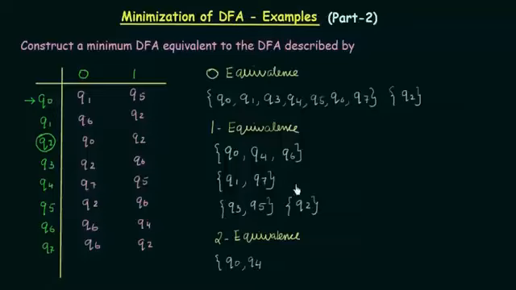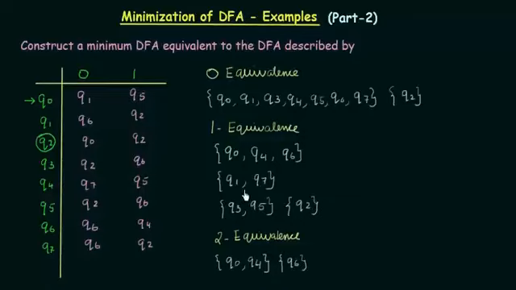Now let me check for Q6. Is it still two equivalent to Q4 and Q0? So I can just check it with Q4. Q4 and Q6 on input 0, it goes to Q7 and this goes to Q6. Q7 is here but Q6 is here. They are in separate sets. So I cannot put Q6 along with these two anymore. Q6 will form a separate set by itself because it is not two equivalent to Q0 or Q4.